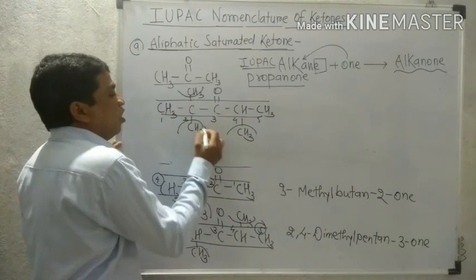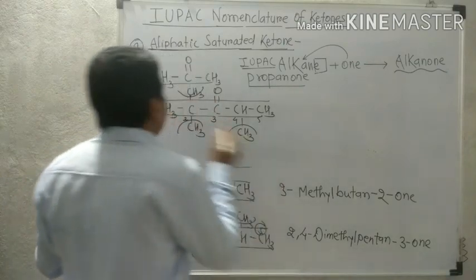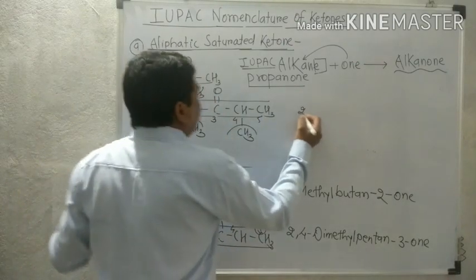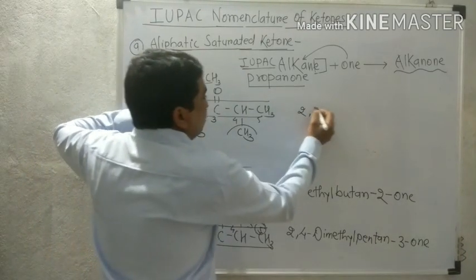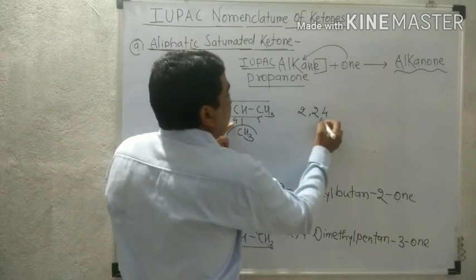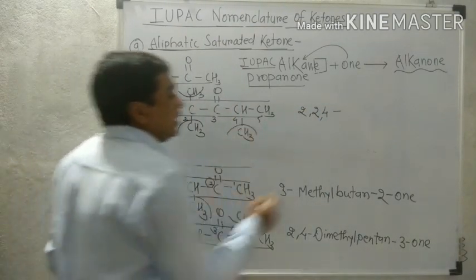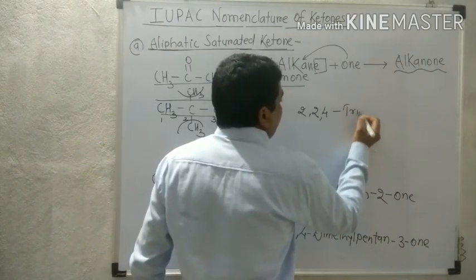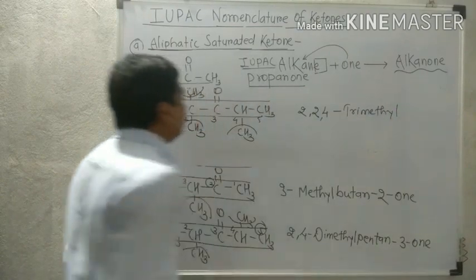Write the position of the side chain present in the structure. Firstly, in writing the name, where are the methyls present? This methyl at second, again this methyl at second: 2, 2. Again, add number 4: 2, 2, 4. Then how many are they? 3. Therefore, tri. Which are they? Methyl, trimethyl.